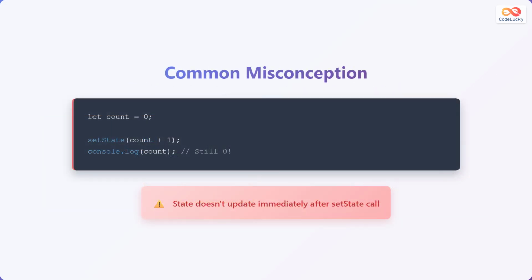Here's a common pitfall to avoid. Consider this code block. We initialize a count variable to 0. Then we attempt to increment the count using the setState function and immediately log the count to the console. However, the console will still display 0 because the state update is asynchronous and doesn't happen immediately.